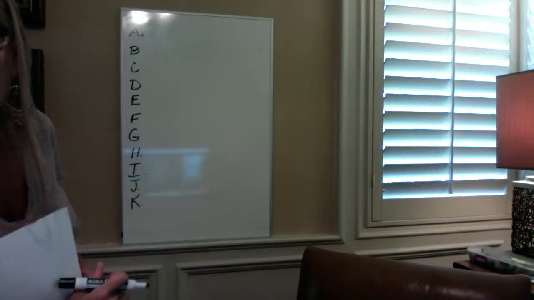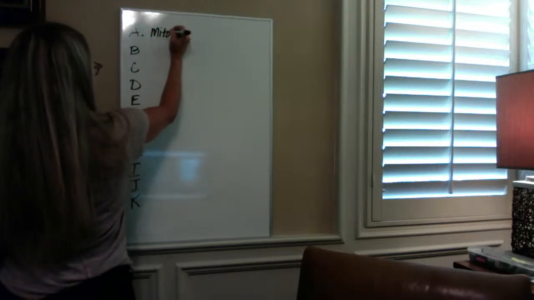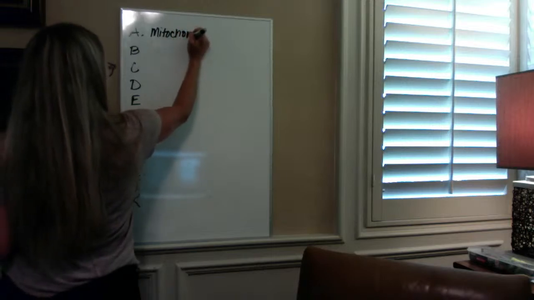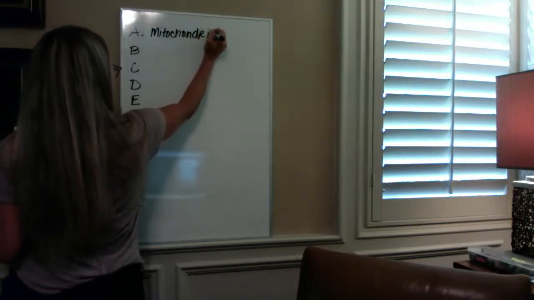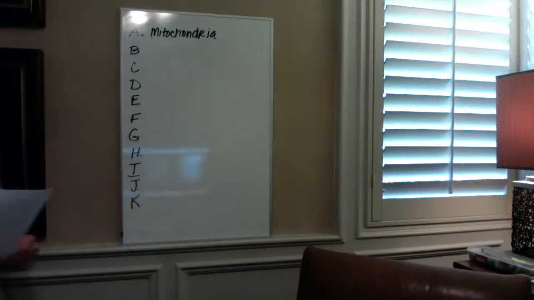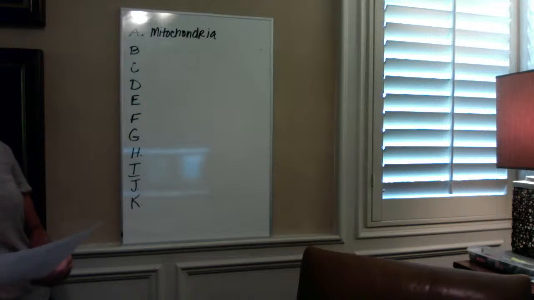That'd be 11. So the first one is perfect. It's mitochondria. I don't know if I'm spelling it right, but I hope that I am. So there's an image of mitochondria in your image right there on the drawing that you did. I'm sure your drawing looks fabulous. And then B are your ribosomes.